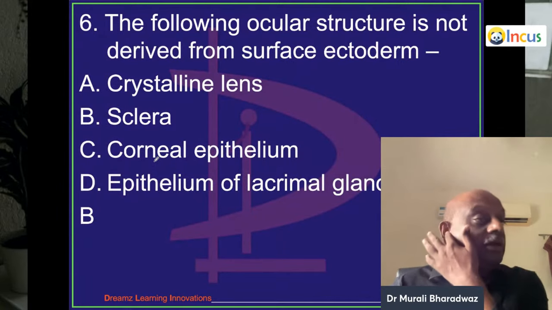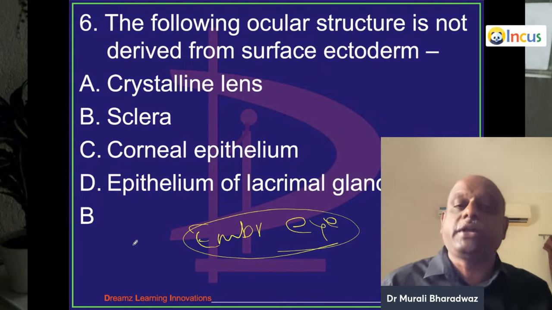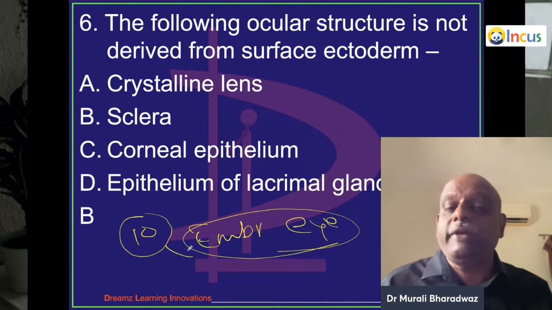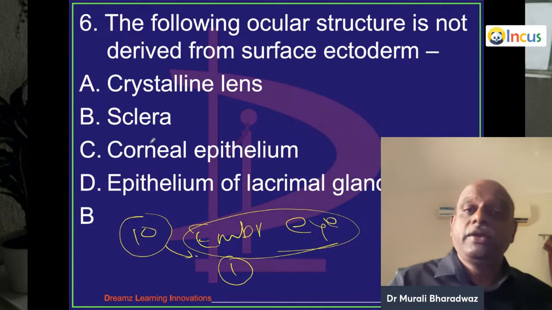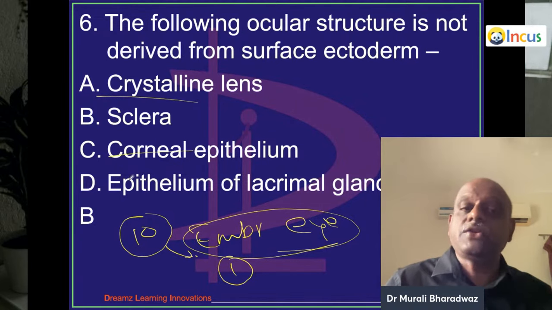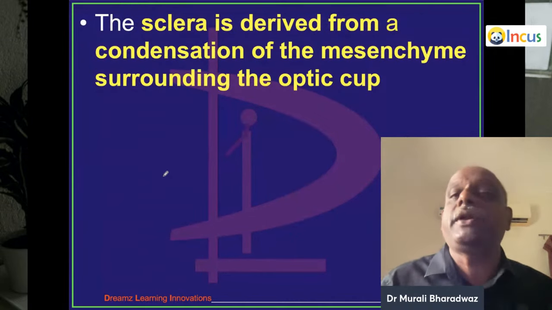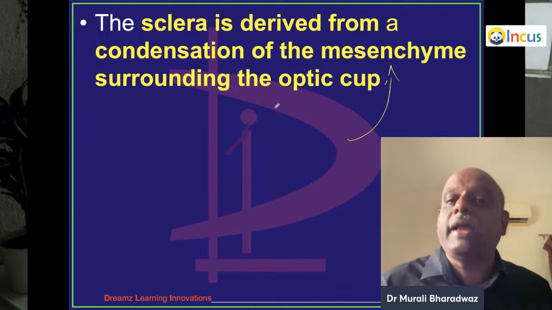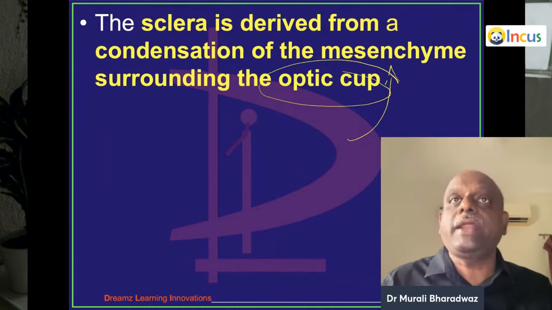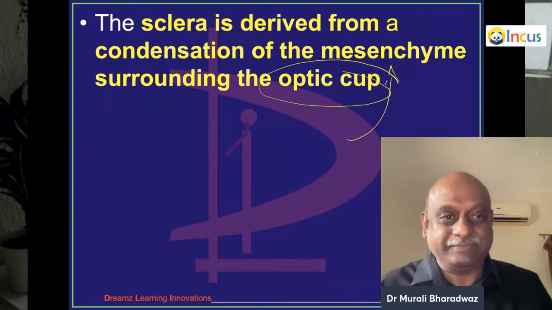Now, embryology. Embryology of the eye is one of the favorite questions. Out of the 10 MCQs coming from ophthalmology, at least one question is from embryology. So crystalline lens, corneal epithelium, epithelium of the lacrimal glands, all of them are derived from the surface ectoderm. Whereas the sclera is derived from the mesenchyme, which is surrounding the optic cup, is what you need to basically remember.